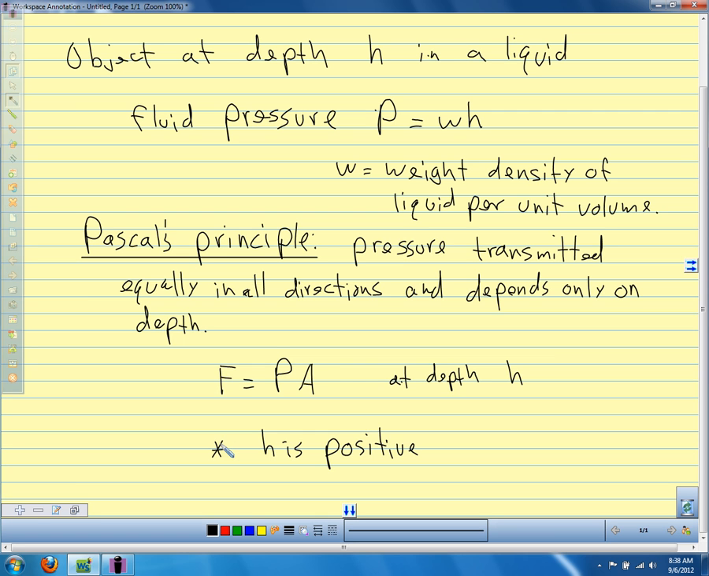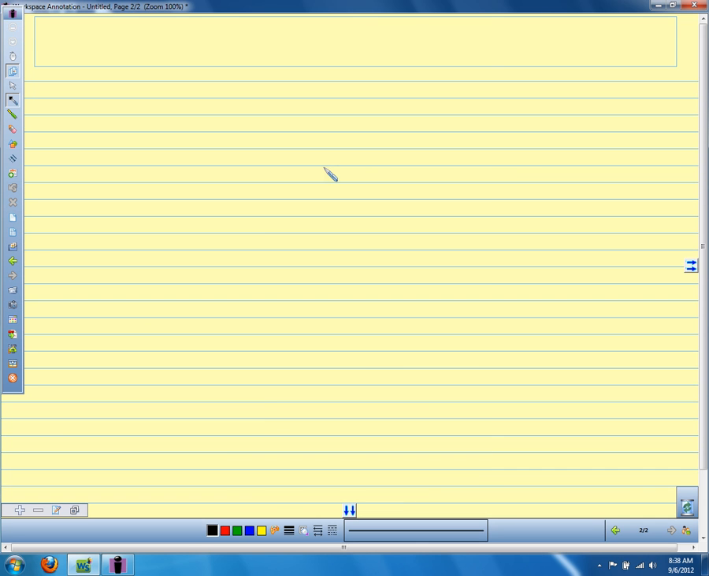So what we're looking at is, if we had the side of a window in a submarine, what force does the liquid exert on this window in the submarine? We have the side of a tank of water. What force does the liquid exert on the side of the tank of water? So that's the kind of thing that we're interested in here. So let's look at a submerged vertical surface. So we have a vertical surface.